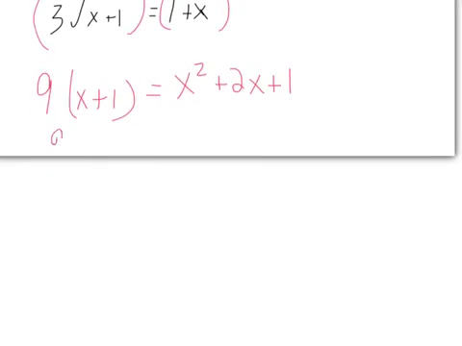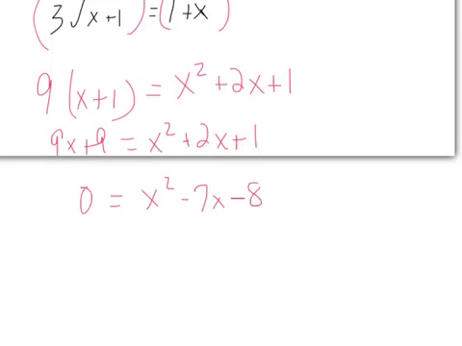So distributing the x becomes 9x plus 9 equals x squared plus 2x plus 1. Subtracting the 9x from both sides, this is going to become a negative 7x, right? Because we have this 2x, and we'll subtract this 9x. We'll have the 1 minus the 9 giving me negative 8, and that equals 0.